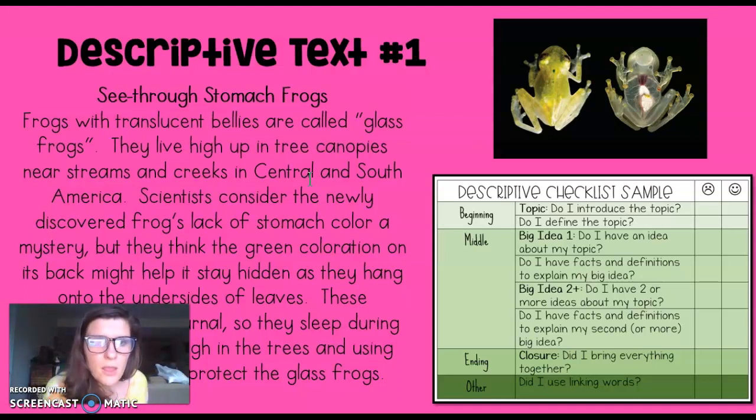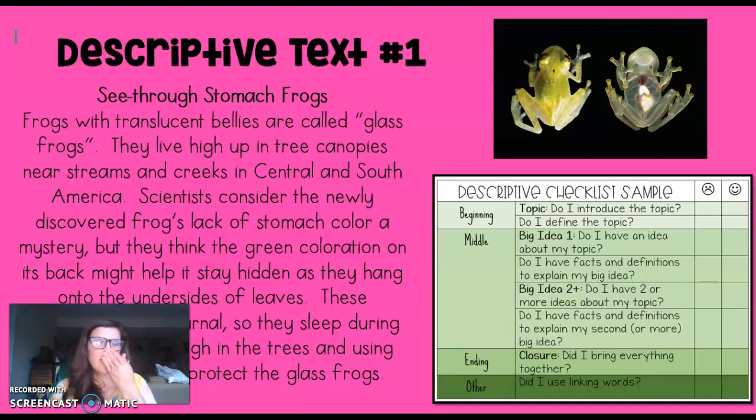All right. Frogs with translucent bellies are called glass frogs. They live high up in tree canopies near streams and creeks in Central and South America. Scientists consider the newly discovered frog's lack of stomach color a mystery, but they think the green coloration on its back might help it stay hidden as they hang onto the undersides of leaves. These creatures are nocturnal, so they sleep during the day. Staying high in the trees and using camouflage help protect the glass frogs.